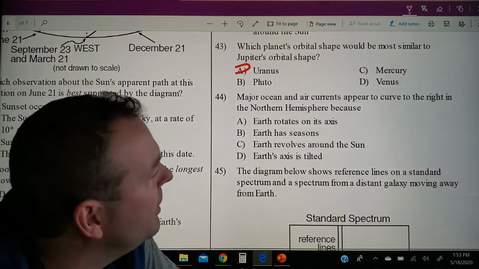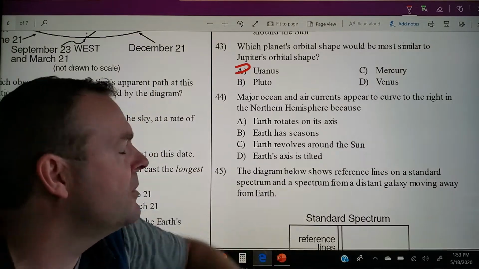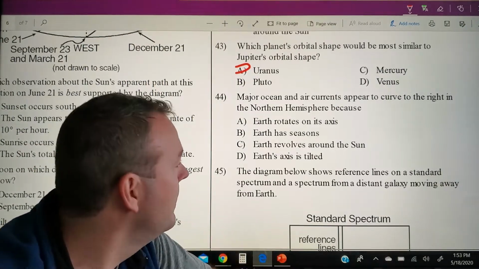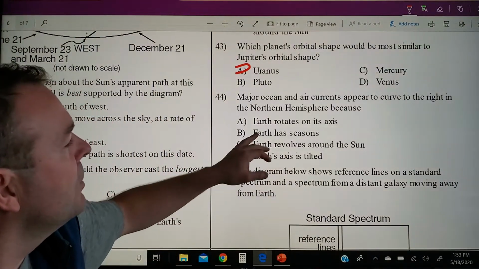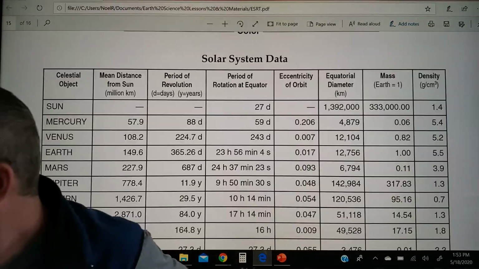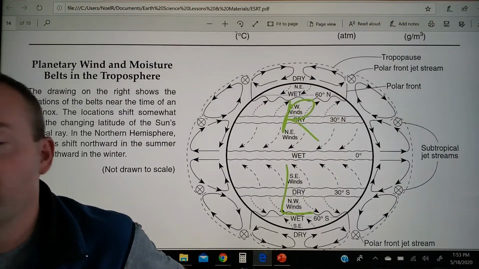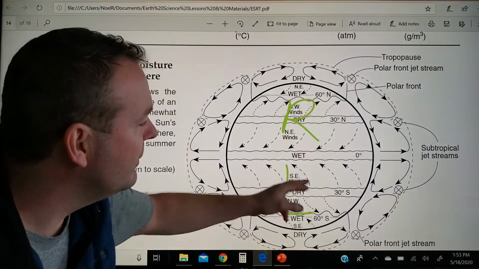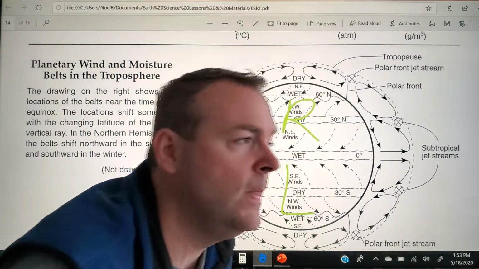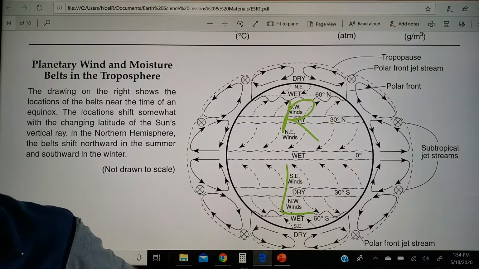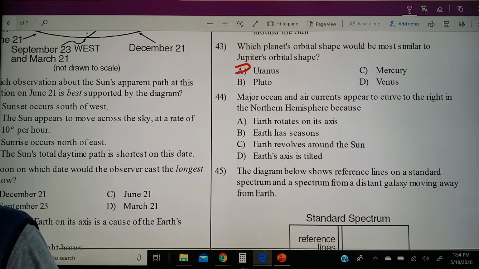Okay, number 44. Major ocean air currents appear to move or curve to the right in the northern hemisphere. That's talking about that Coriolis effect, and that has to do, of course, with the Earth's rotation. So it's got to be the fact that Earth rotates on its axis. I'll show you the reference table that we talked about in class. So in the northern hemisphere, things curve to the right, and in the southern hemisphere, they curve to the left. And again, that's because of the Earth's rotation at a rate of 15 degrees per hour. Very good. So Earth's rotation, aka Coriolis effect.